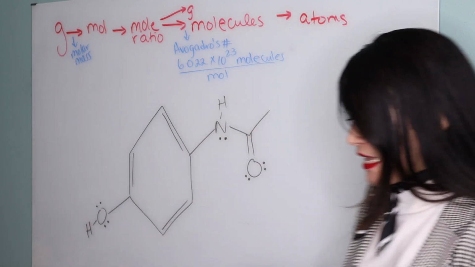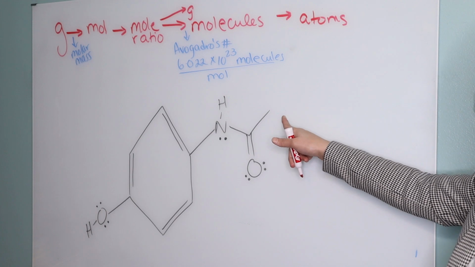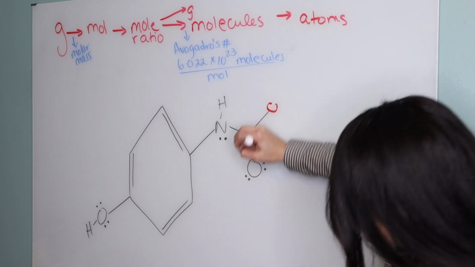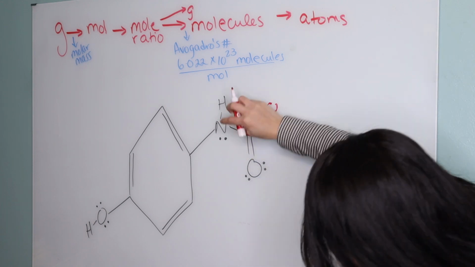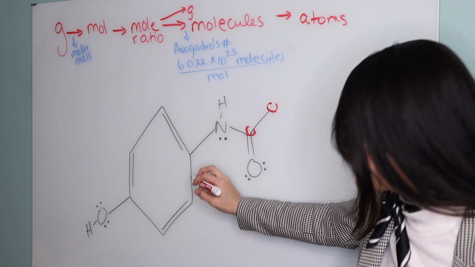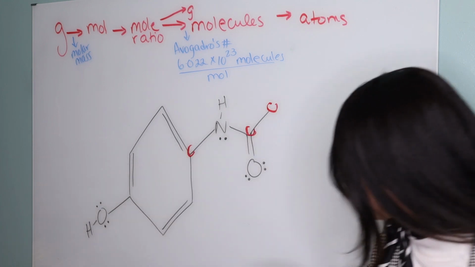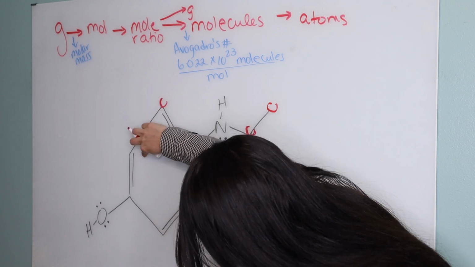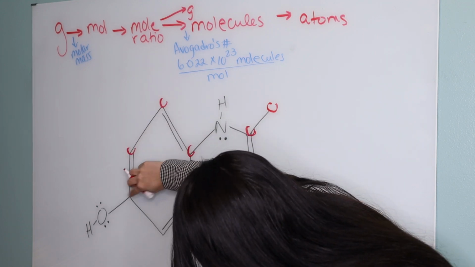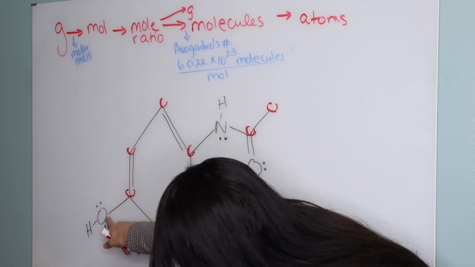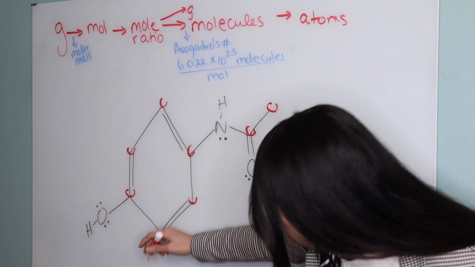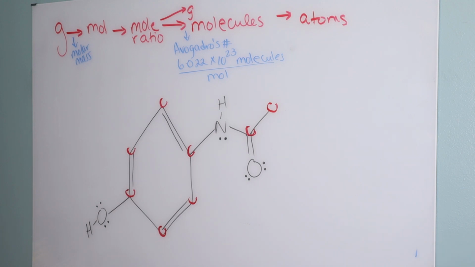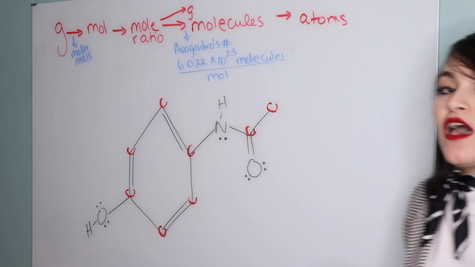So let's go ahead and get started. The end of a line, so we have a carbon. Lines meeting, we have a carbon. Here is nitrogen, we leave that alone. Lines are meeting, we have carbon. Lines meeting, carbon. Lines meeting, carbon. Lines meeting, carbon. Lines meeting, carbon. There's an oxygen there, we leave that alone. Lines meeting, carbon.